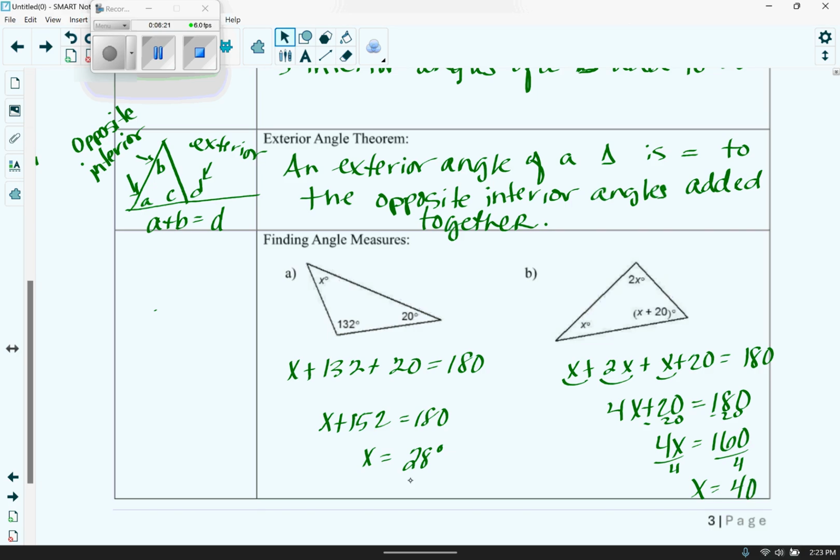Now keep in mind, this x is 28 degrees. However, here, this is 40 degrees. This is 2 times 40, so this is 80 degrees. And this one would be 40 plus 20, which is going to be 60 degrees. So make sure that you're finding angle measures. Go back and actually find x and then plug it back in.